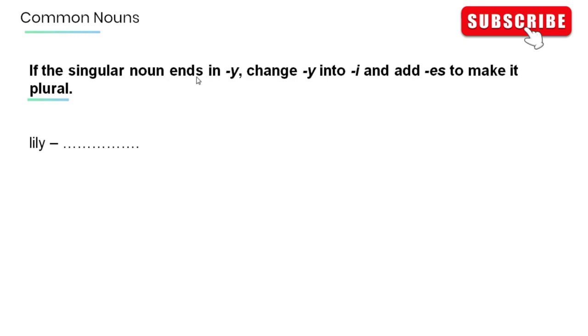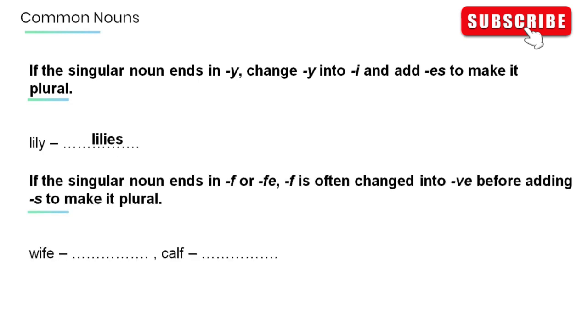And if the singular noun ends in Y, again, change Y into I and add ES to make it plural. More than one. Try with the word here, lily. Lilies. And if the singular noun ends in F or FE, F is often changed into VE before adding S to make it plural. Try with the word wife. Wives. And calf?